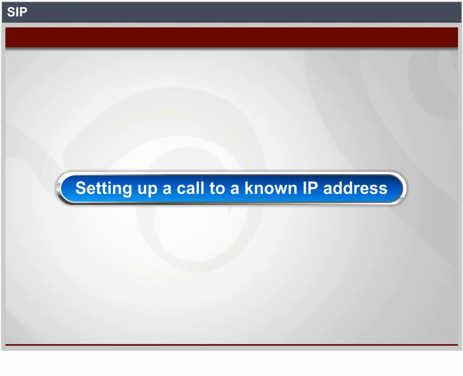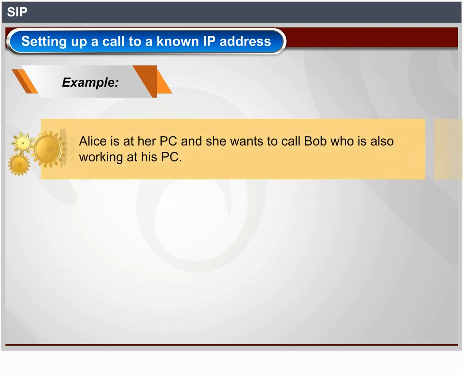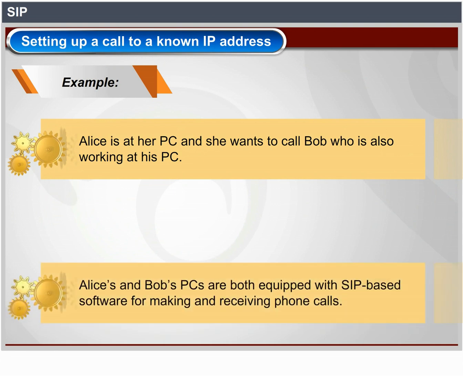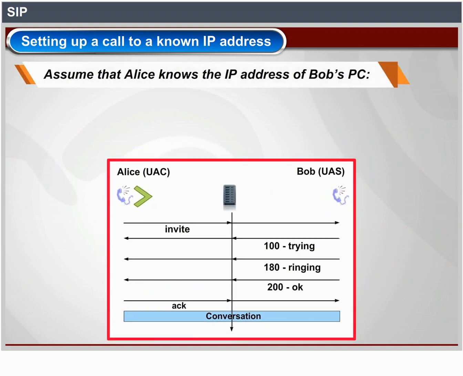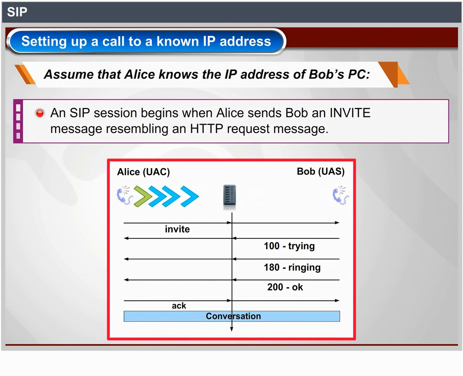Setting up a call to a known IP address. Example: Alice is at her PC and she wants to call Bob, who is also working at his PC. Alice's and Bob's PCs are both equipped with SIP-based software for making and receiving phone calls. Assuming that Alice knows the IP address of Bob's PC, a SIP session begins when Alice sends an INVITE message, which resembles an HTTP request message.